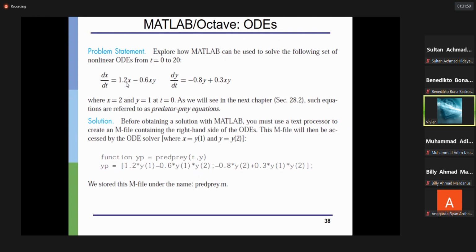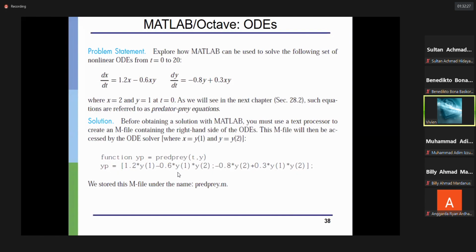Then we insert the two equations that we want to solve. The first equation is 1.2 times y1, where y is defined as an array and y1 is the first element in the array, minus 0.6 times y1 times y2, the second element in the array. The second equation is minus 0.8 times y2 plus 0.3 times y1 times y2. So we have defined the function here.